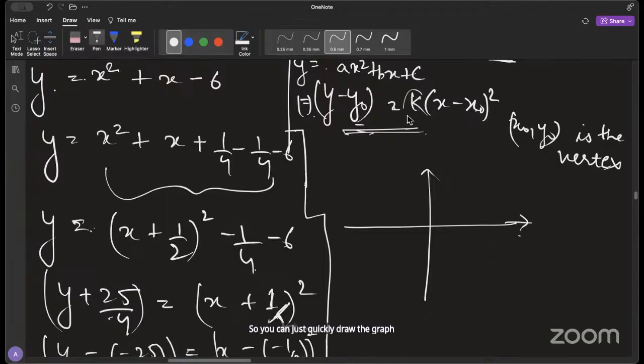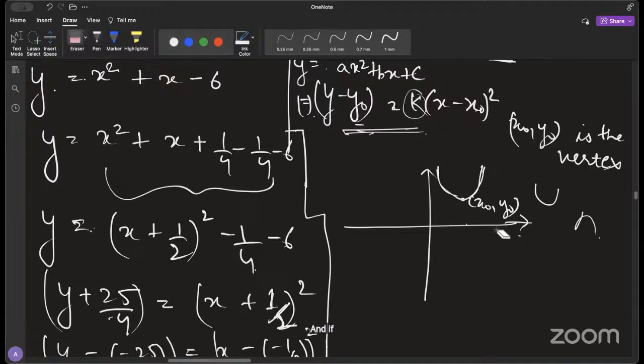You can just check if k is positive or not. That will give you whether it's upward or downwards. And for x naught, y naught, you will have the vertex from here. So if you have here, let's say this is your x naught, y naught point, and k or a is positive, then it should look like this. And if it's downward, then it should look like this. Is that okay?